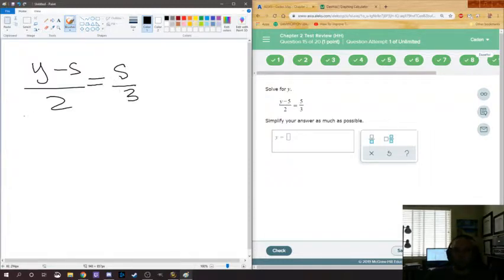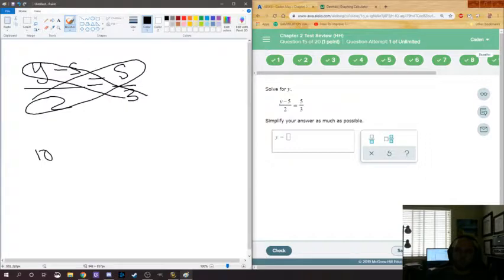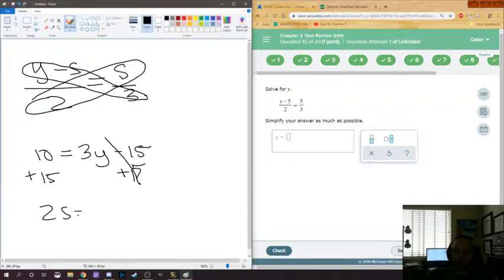Alright, we're going to do the same thing here. We're going to cross multiply. 5 times 2 is 10. Here, 3 is going to multiply to that top stuff. You got to be so careful to do it all. 3y and 15. The y gets times by 3, and the 5 gets times by 3. Then you add 15 to both sides. In my problem, you get 25 equals 3y, and then you divide by 3.